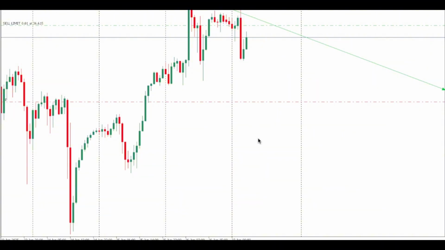That's all for this trade and analysis. If I get another one, I'll post if I decide to take it.